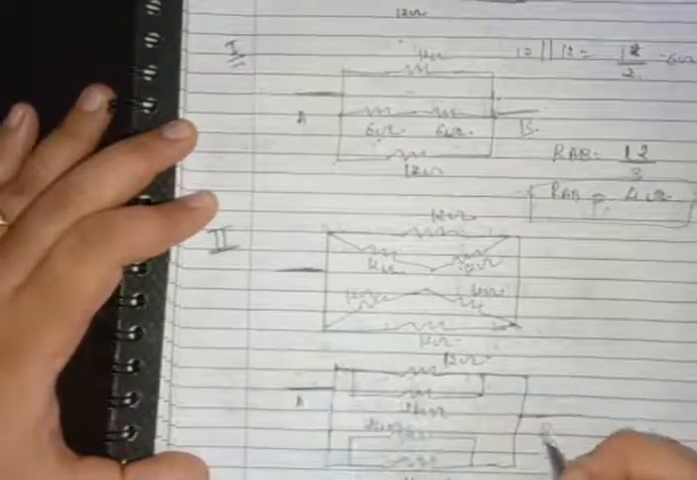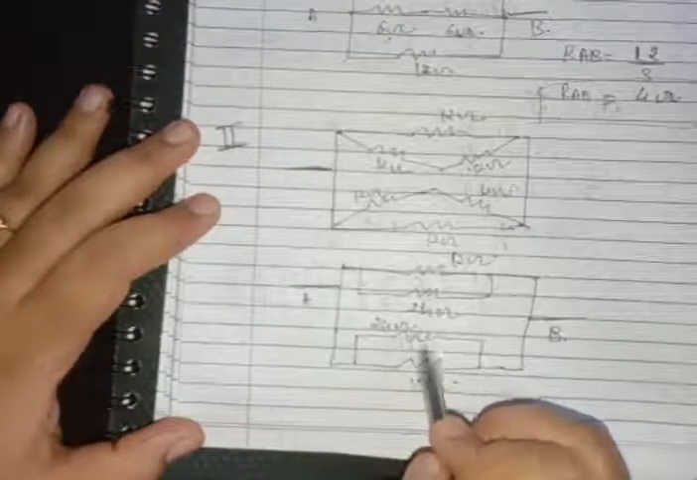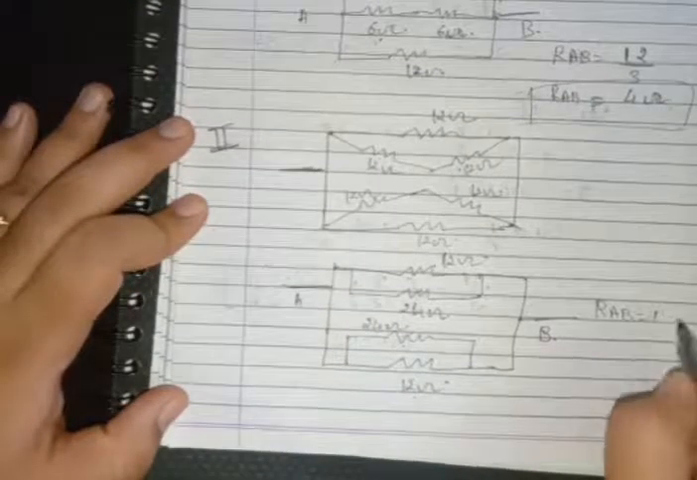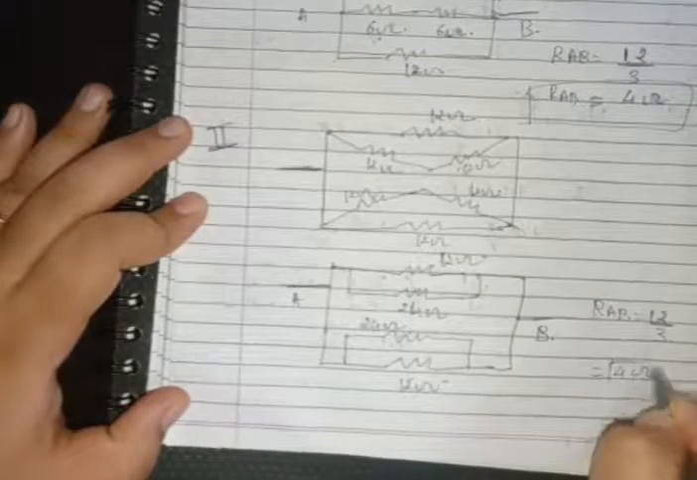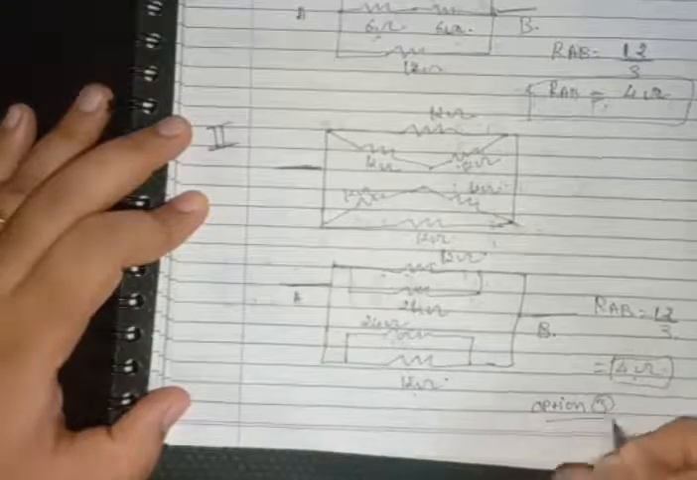This is A and this is B. Now these 4 are in parallel. First we will solve these 2. 24 parallel 24 will be 12, and 12, 12, 12. These 3 are in parallel. So again RAB will be 12 by 3, which equals 4 ohm. So option 3 is the correct option.